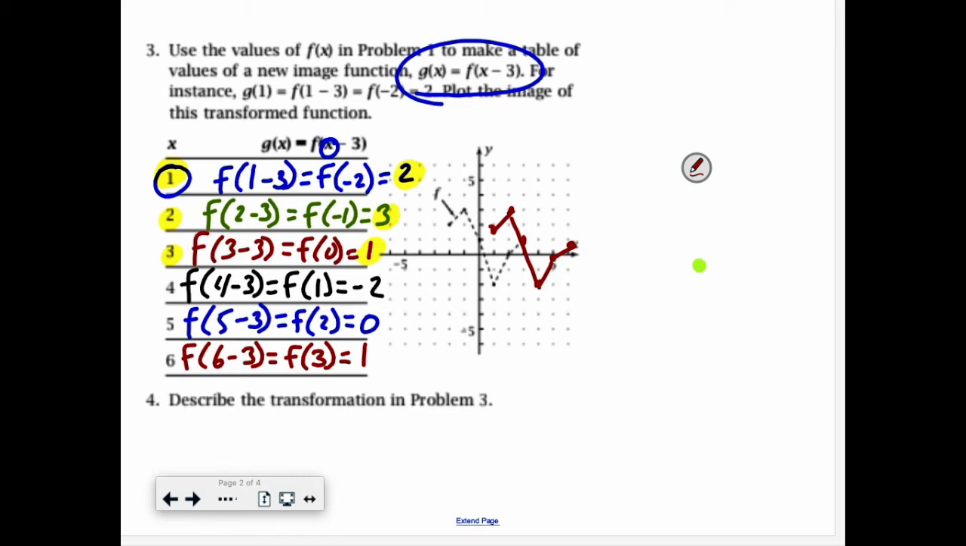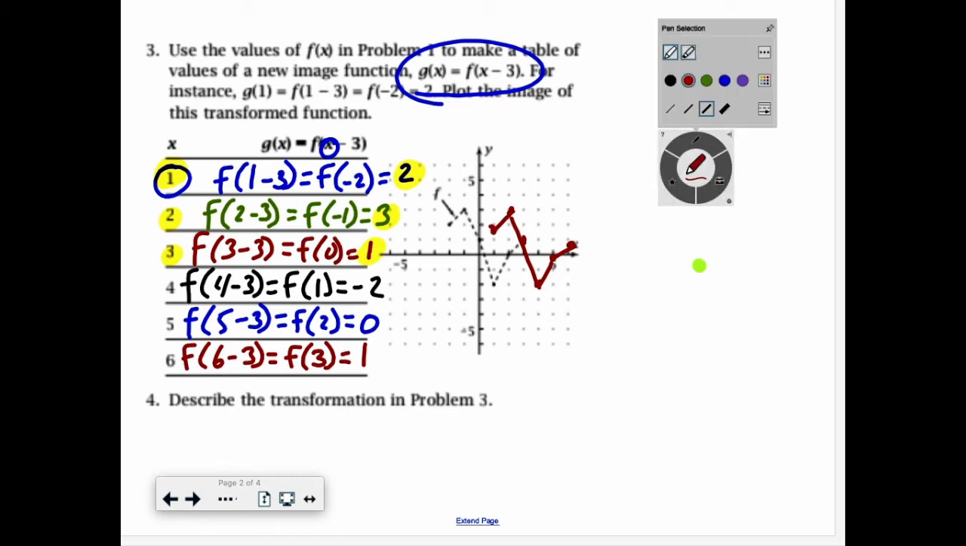Well, that looks really familiar. Your goal now is to say why it looks familiar.